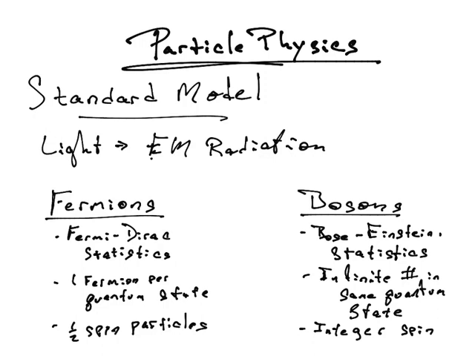All particles have spin or spin 0. And if the spin is 1/2 or 3/2 or 5/2, some half integer spin, then they're fermions. If the particle has integer spin, like it has spin 1 or spin 2, then it must be a boson.